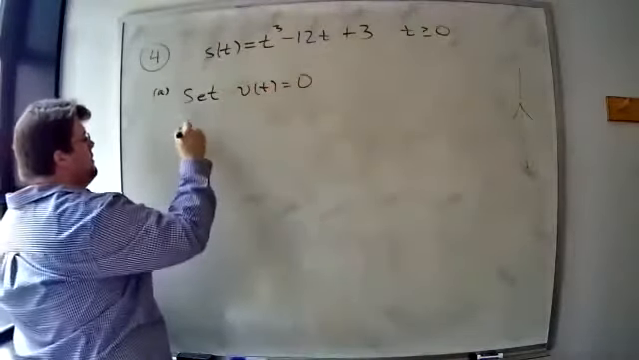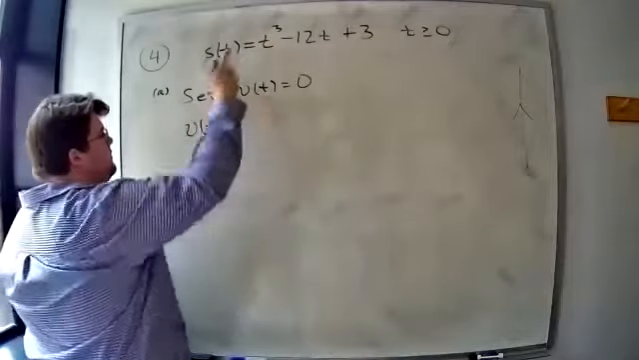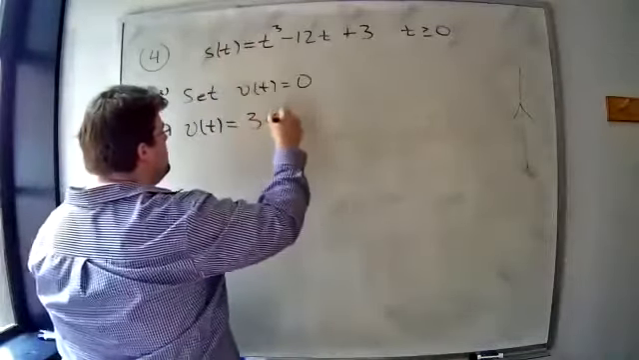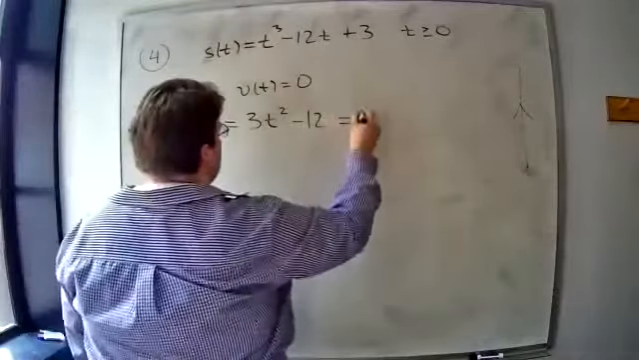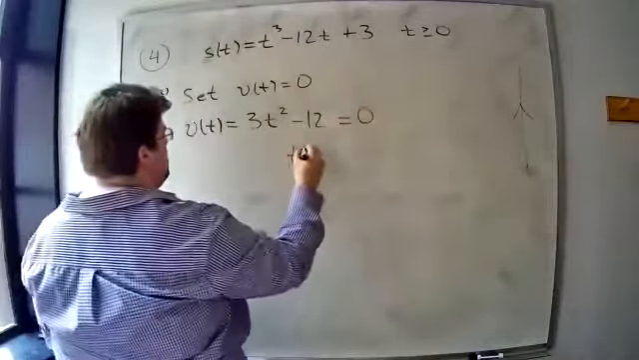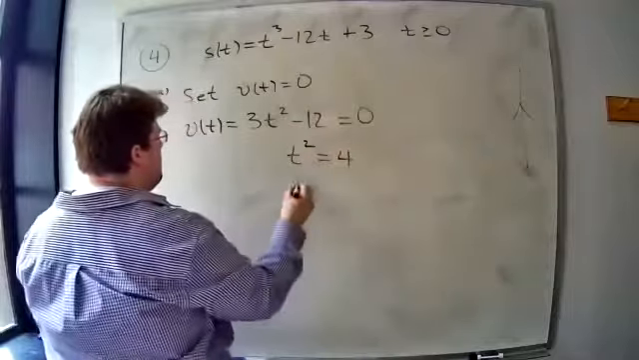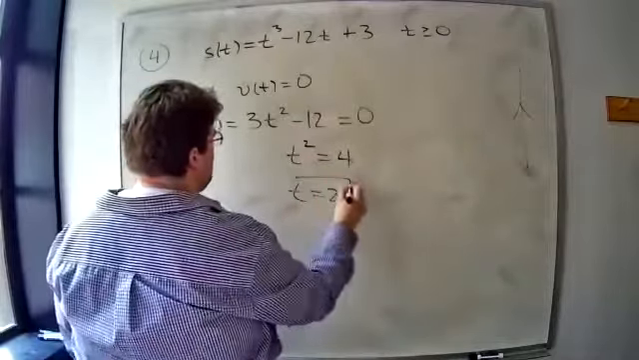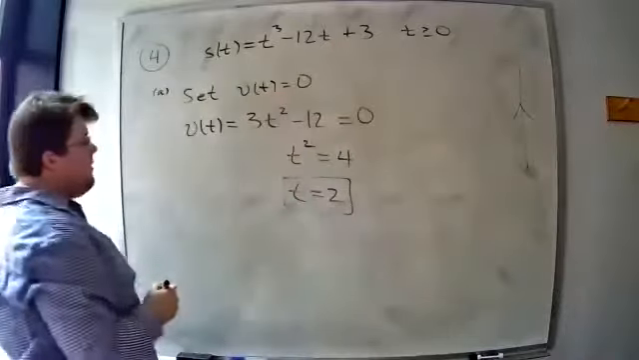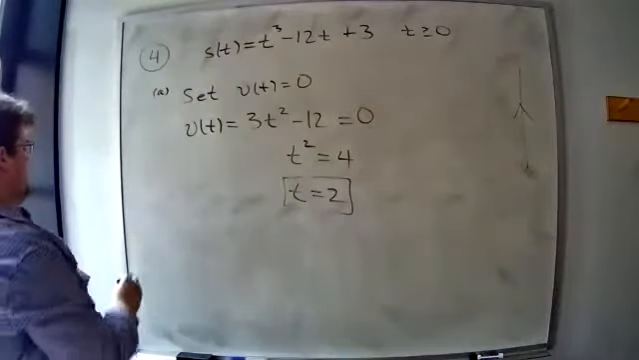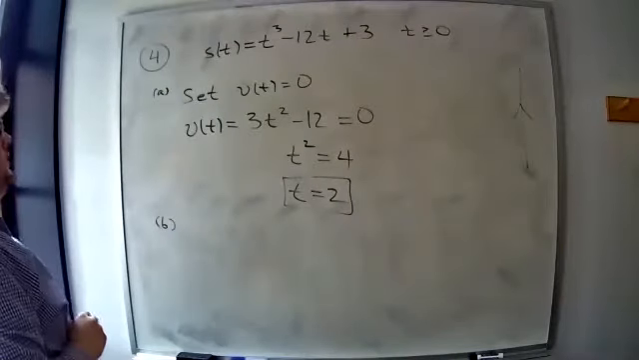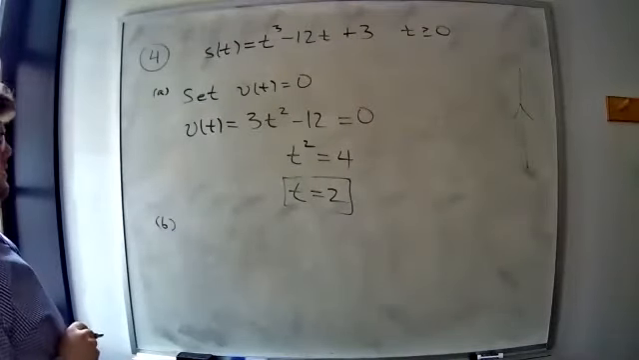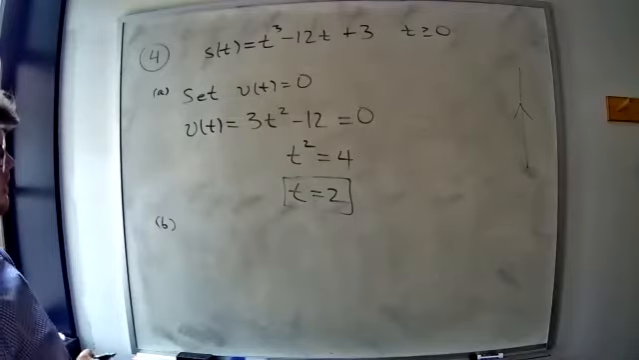Well, what's our velocity function? 3t squared minus 12 plus 0. We want to set this equal to 0. So you get what? t squared equals 4. t equals only 2 given our domain restriction. Any questions about part A?